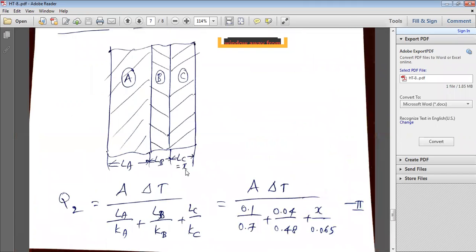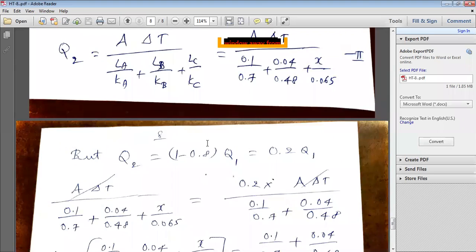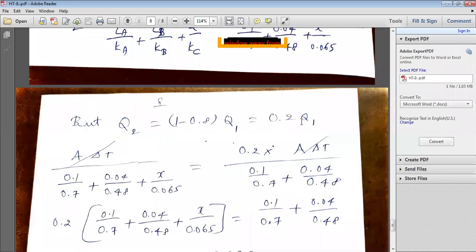So you are reducing 80%. How much amount of heat is passing through the three materials? If the third material is added, only 20% of Q1 passes. That's why this relation is very, very important: Q2 is equal to 0.2 times Q1. If you know that relation, then only can you solve the problem. Otherwise, you may not solve the problem. So it's very, very important.